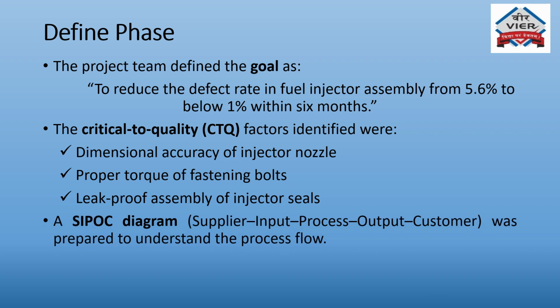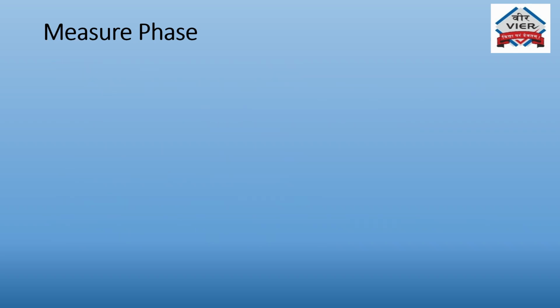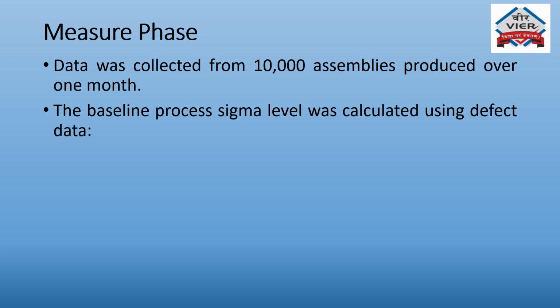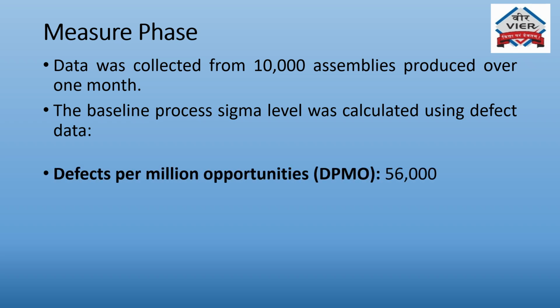As another step, they also drew the SIPOC diagram, which is supplier, input, process, output, customer, to understand the process flow. In the second phase, which is the measure phase, the data was collected from 10,000 assemblies produced over 1 month. The baseline process sigma level was calculated using defect data. So defects per million opportunities was identified as 56,000, and based on this data, the current sigma level was calculated, which was 3.1 sigma.